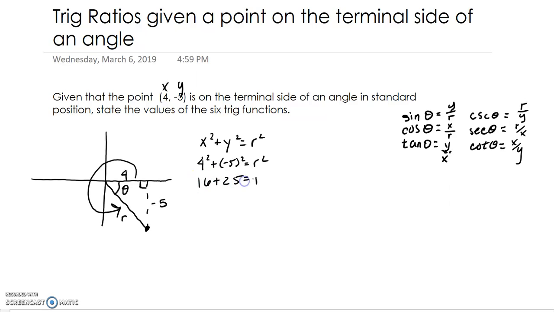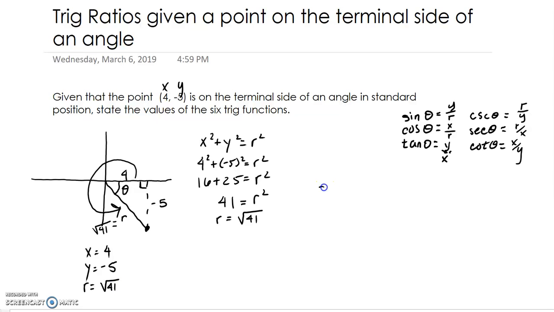16 plus 25 equals r squared. 41 equals r squared. So r is equal to the square root of 41, and we're always going to have that be positive. So let's set that over here, square root of 41. Now that we know x, y, and r, we can find any ratio that it's asking us for. So 4, -5, and then square root of 41.